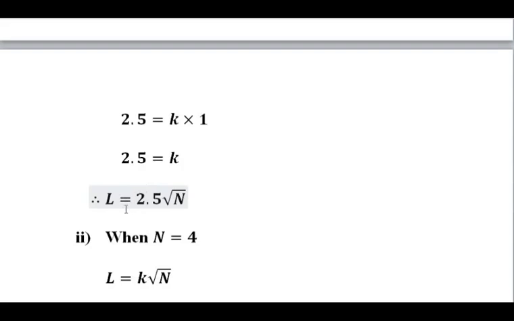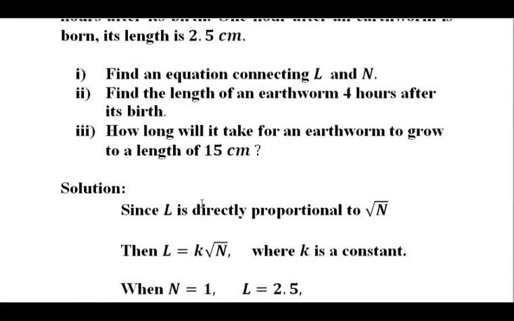Therefore, the required equation is L equals 2.5, which is the value of k, square root n. This is the required equation connecting n and L. It means that the length of the earthworm increases by 2.5 centimeter after each hour. Second part from this question is to find the length of an earthworm 4 hours after its birth.